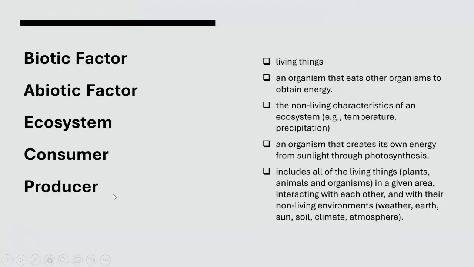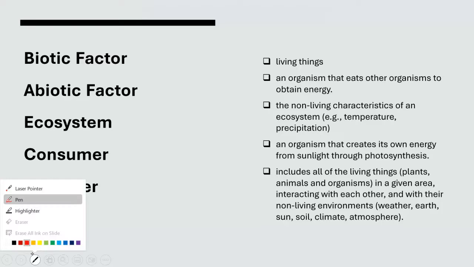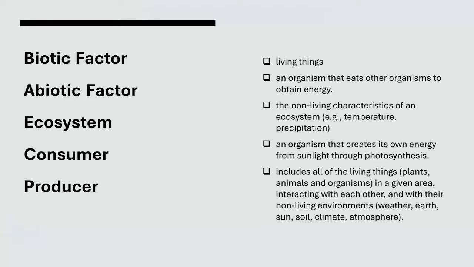Alrighty, so both I and Dr. Jeff went over some pretty big words, so let's look at the vocabulary and match them up, just to make sure that we understand. So here we have living things. What do we define as living things? Biotic factors, right? What is an organism that eats other organisms to obtain energy? A consumer, right? Our consumers eat our producers.